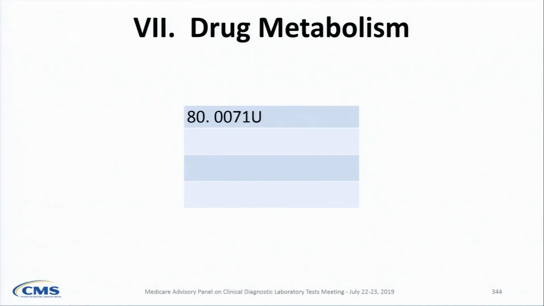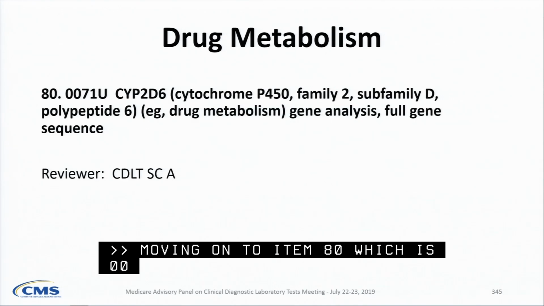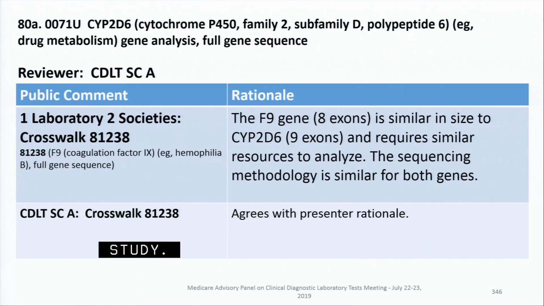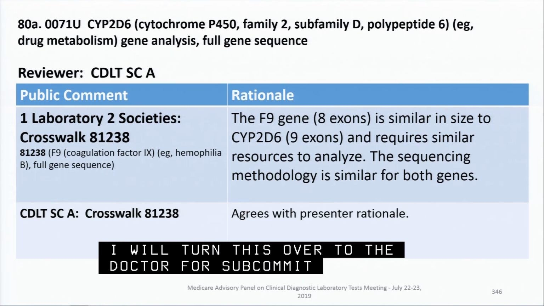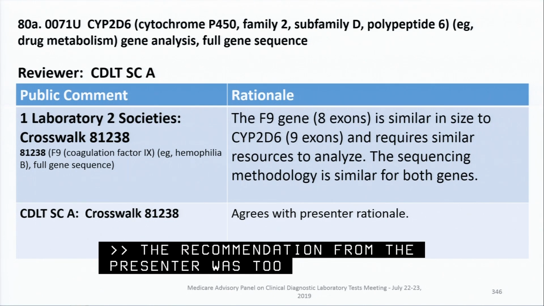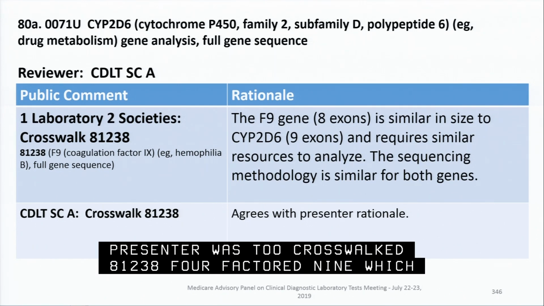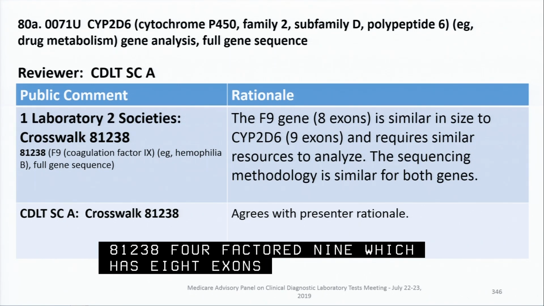So moving on to item 80, which is 0071U. This is cytochrome P450 drug metabolism study, and I'm going to turn this over to Dr. Bossler from Subcommittee A. So the recommendation from the presenter was to crosswalk to 81238 for factor 9. Factor 9 has 8 exons, and CYP2D6 has 9 exons. So we agreed with that, and that's our recommendation.